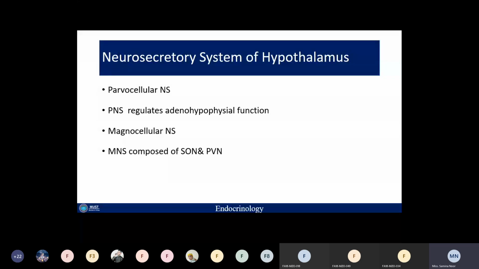First of all, the parvocellular neurosecretory system. It consists of neurosecretory cells that are responsible for the regulation of the anterior pituitary, that is, they regulate the secretion of the adenohypophyseal hormones. So one secretory system of the hypothalamus is known as the parvocellular neurosecretory system.